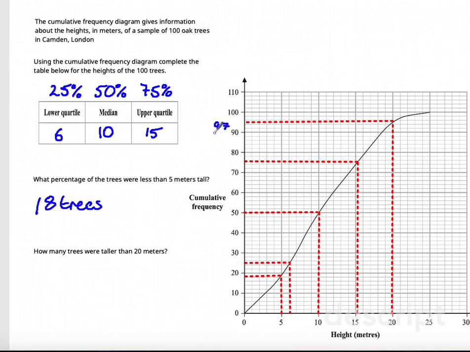Now we need to be very careful at this point because we're asked how many trees are taller than 20 meters. Well, at 20 we have reached the 97th tree. So the trees which are taller than 20 metres are going to be represented by this line, and they're going to be from the 97th to the 100th tree. We can do 100 minus that 97 to give us 3. So we know that 3 trees are taller than 20 metres. So that shows you how to read a cumulative frequency graph.